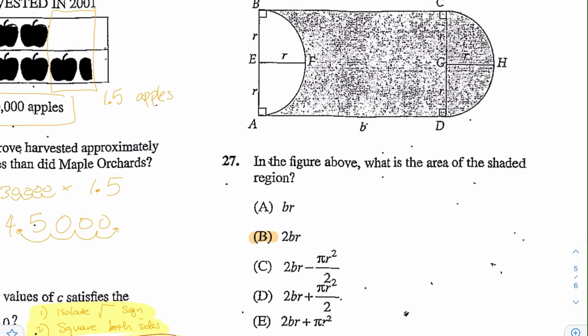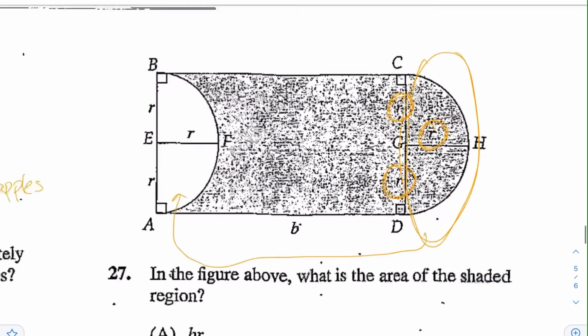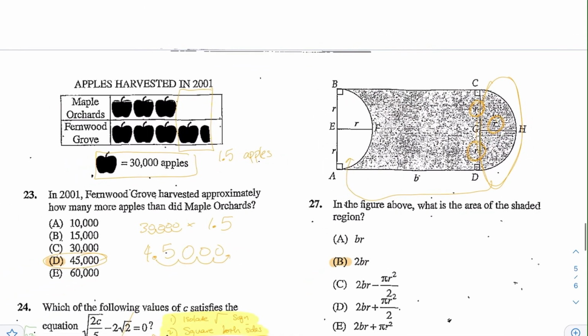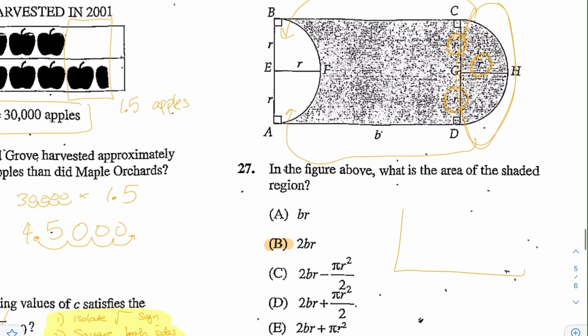Next, for number 27, in the figure above, what's the area of the shaded region? Okay, well, here it looks like a really weird shape, but this piece on the right is really just the same as this piece on the left, because it's a semicircle with a radius of r. It might be tough to see, but it's the same exact shape. So if you cut this piece out and you just paste it over here, it just turns out that shape is a rectangle. And the area of a rectangle is just length times width.